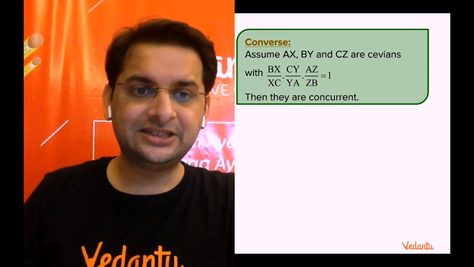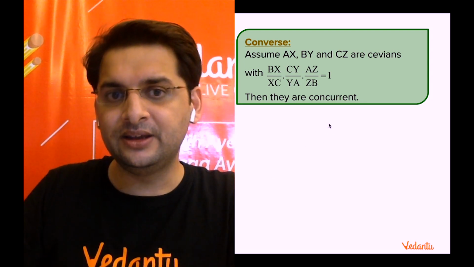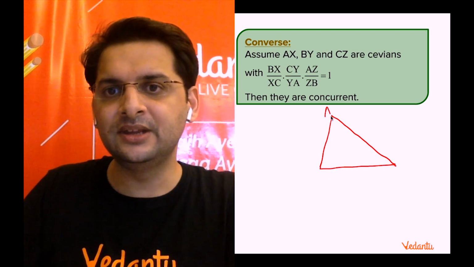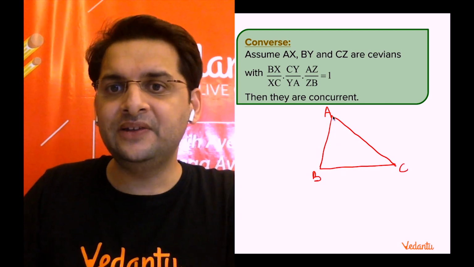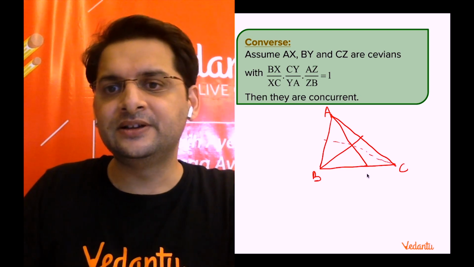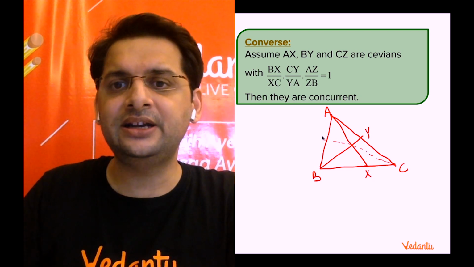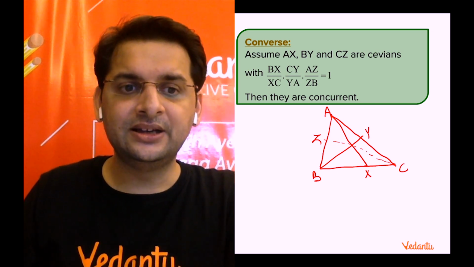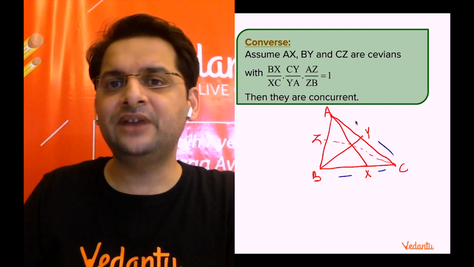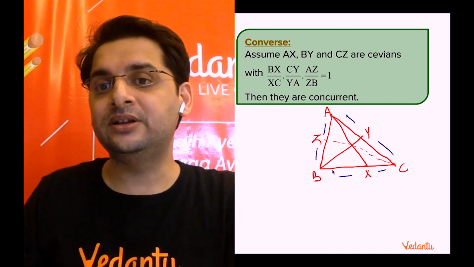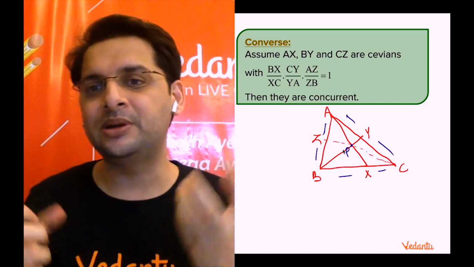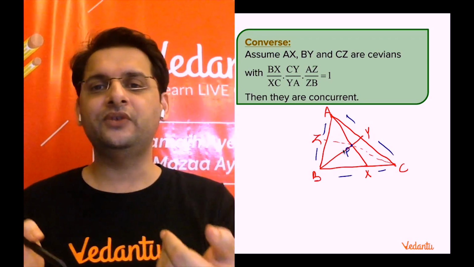There's a converse also which says in a triangle ABC, if there are 3 cevians, let's say this, and this. So let's say this is X and Y and Z. So there are 3 cevians which satisfy this, that is BX upon XC, CY upon AY, AZ upon ZB is equal to 1. That means the cevians are concurrent at a point. That means they meet at a common point P. That is just the converse of what we did.